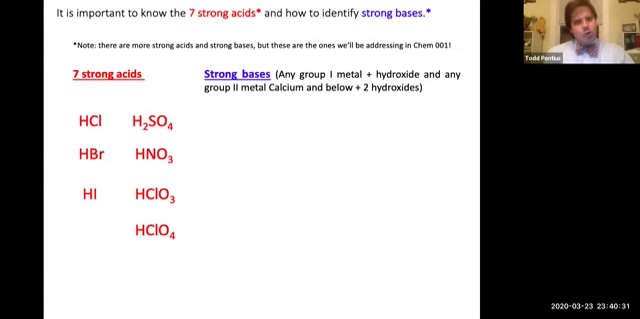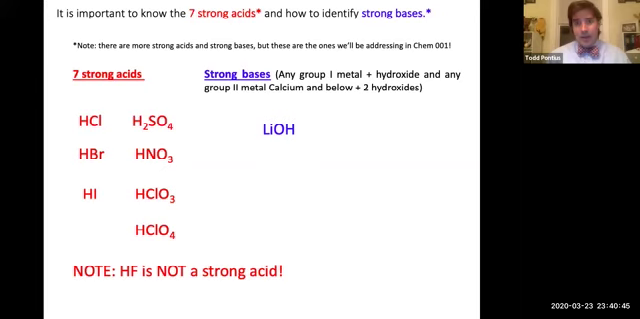Strong bases. Well, strong bases actually are just a pattern. It's whenever you have a group 1 metal paired with hydroxide. So it is actually a salt of a group 1 metal and then hydroxide. We have, for example, LiOH and NaOH and KOH, etc. Or any group 2 metal hydroxide, calcium and below. It's a little bit of a caveat.